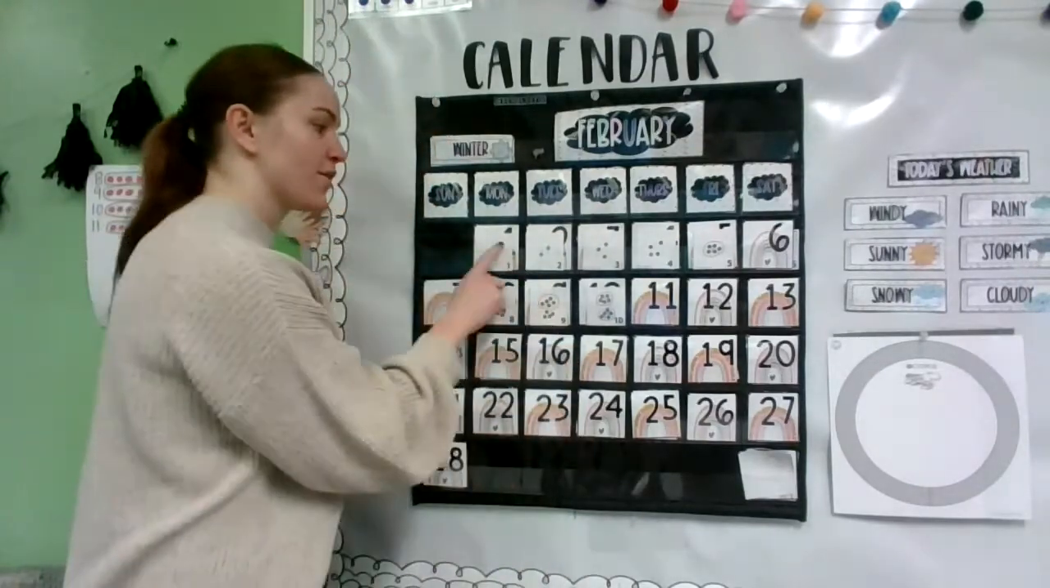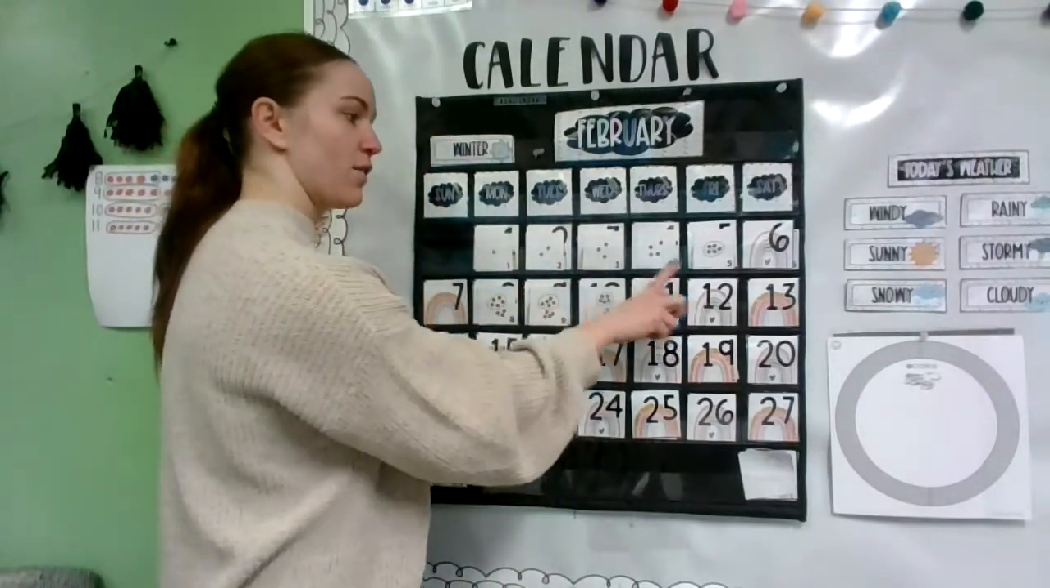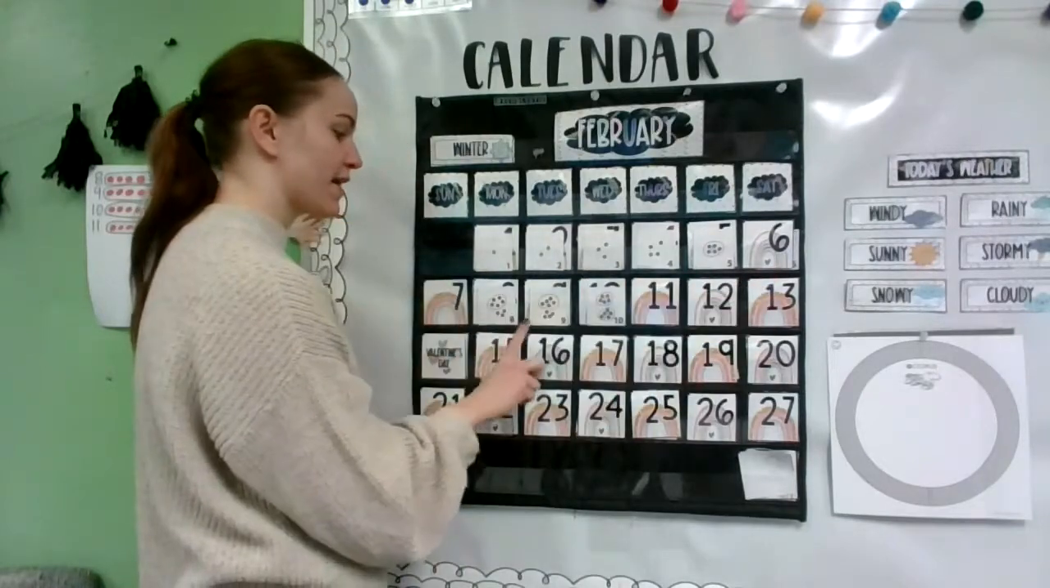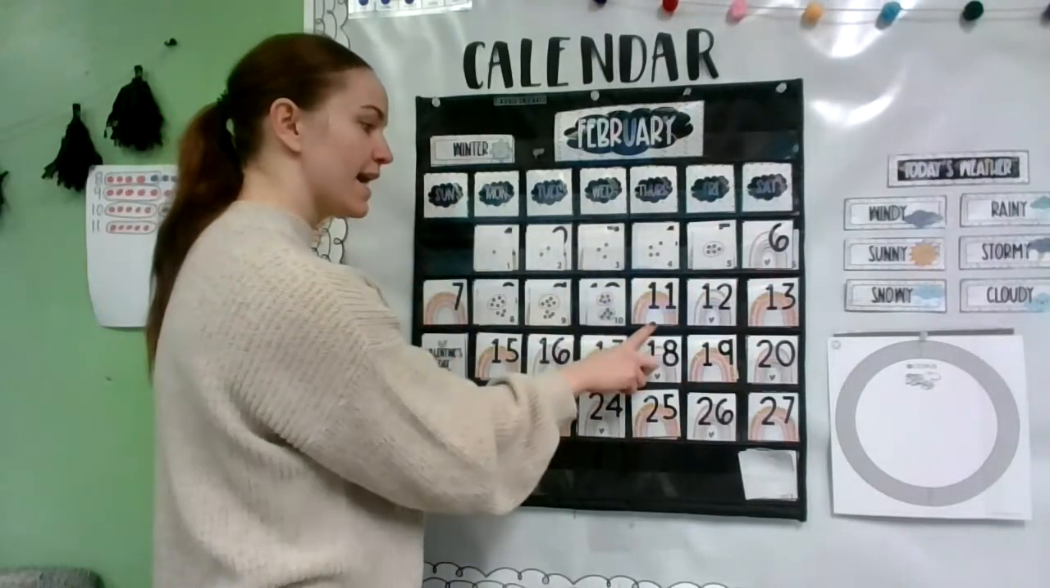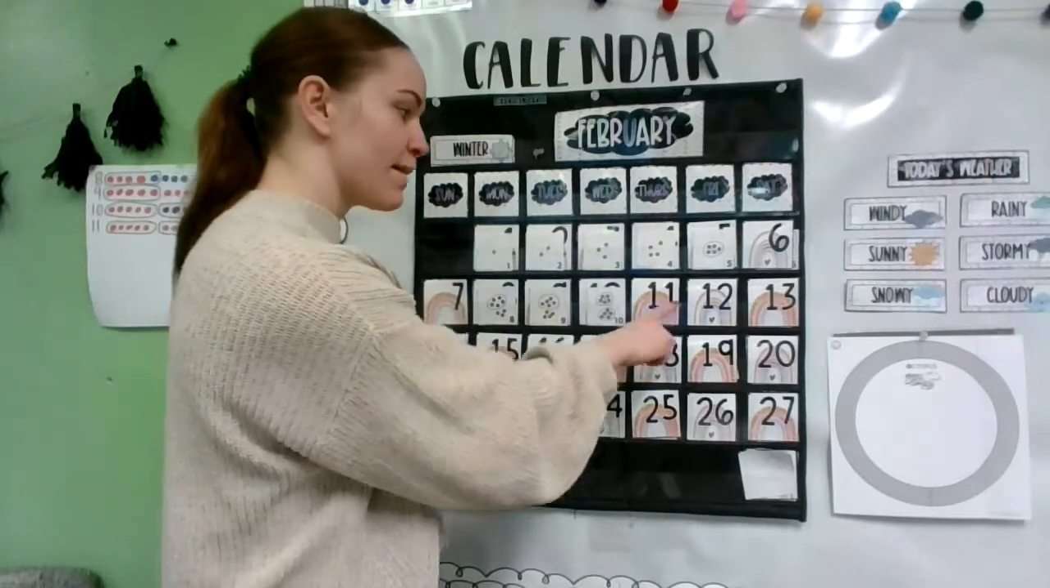Count with me to see how many days we've been in February. Ready? 1, 2, 3, 4, 5, 6, 7, 8, 9, 10, 11. It's a double number. There's a 1 and a 1, that is 11. And that's one more than 10.